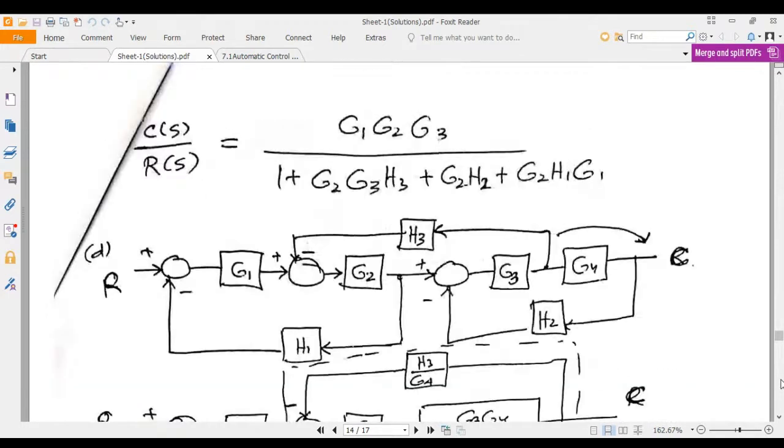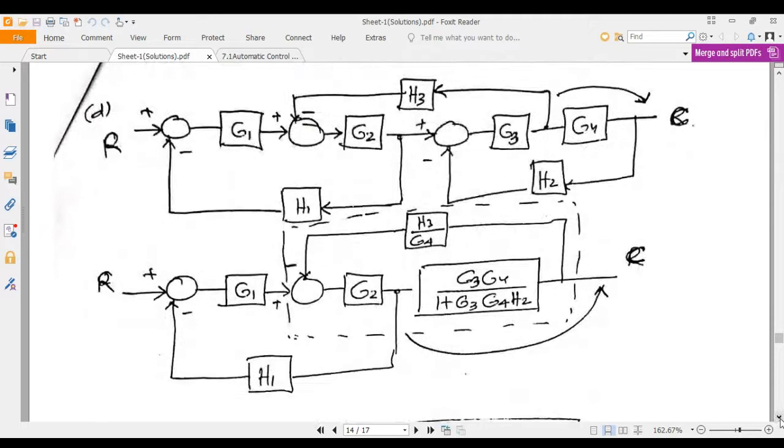Where is question number 4? Here it is. Bit D is question number 4. So we have this question like this. First of all, we will be taking which part. There is a feedback path H3. So due to this, we cannot apply any formula to this block diagram. So we will move this H3 after G3, G4. So H3 will be divided by G4.